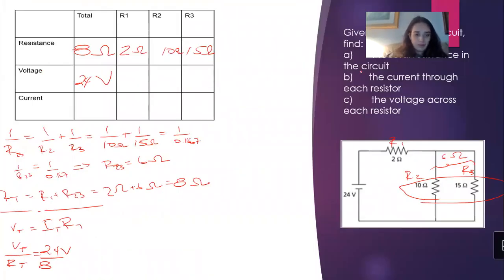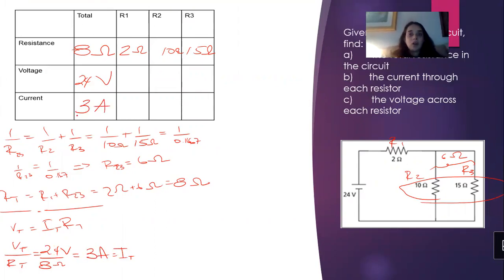Okay, sorry, I zoomed into this without knowing. All right, so I have 24 volts divided by 8 ohms, and so 24 divided by 8 is 3 amps. So this is equal to my total current in the circuit. And so your current value should have been 3 amps.